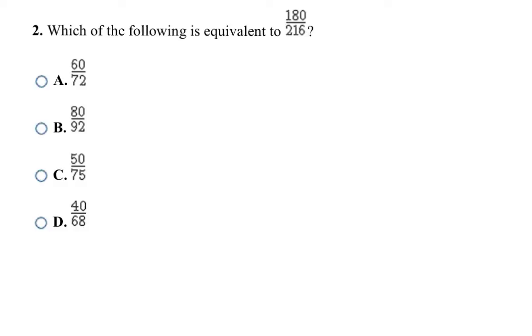And this question is very similar to the last one, only this time we're given a fraction, and the numbers of the numerator and the denominator are bigger than the ones I'm given in my answers. So that means that I'm going to have to divide the top and the bottom by some whole number, hopefully, to get to one of these. So I'm going to go through that same process. I'm going to take that first fraction that I'm given in the problem and see what I can divide to get to the numerator of 60.